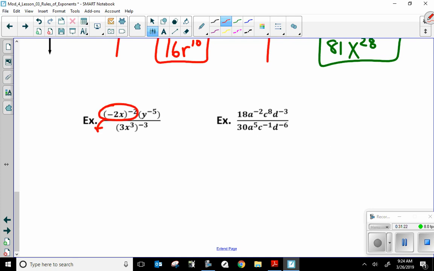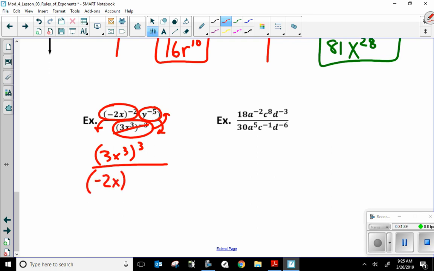Let's bring this whole thing down. Let's bring this whole thing up. Let's bring this thing down before we apply any of those exponents. So on the top, I've got 3x cubed to the positive 3. This is flipped. We've got negative 2x squared. I just flipped that. Y to the positive 5. Flipped it. Now it's so much easier to do.